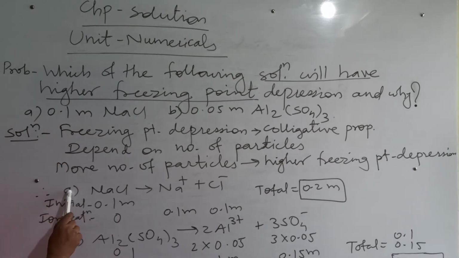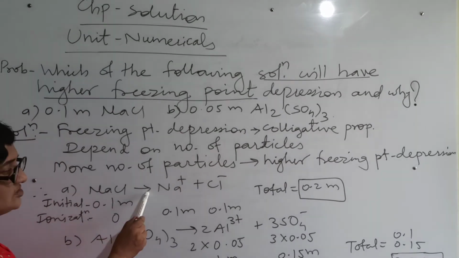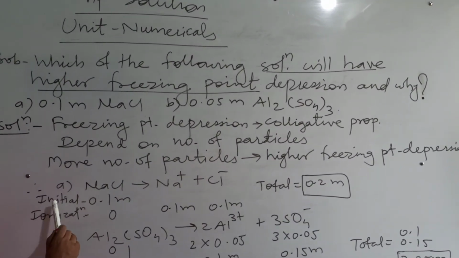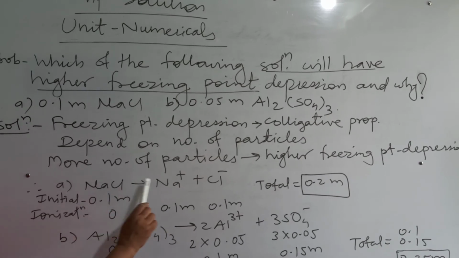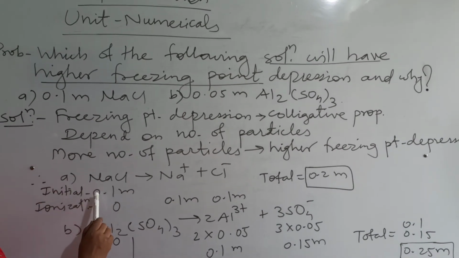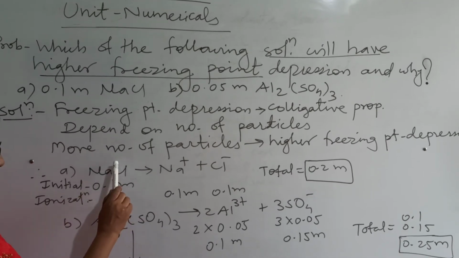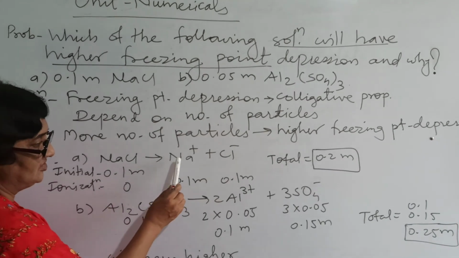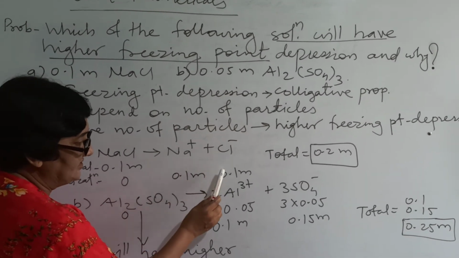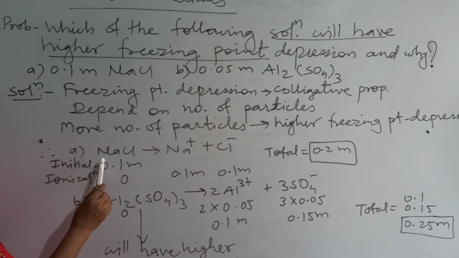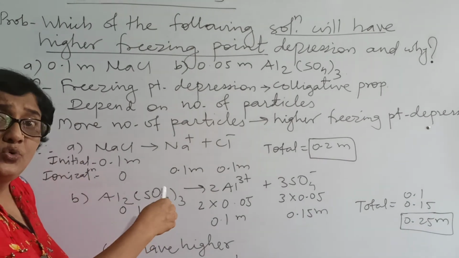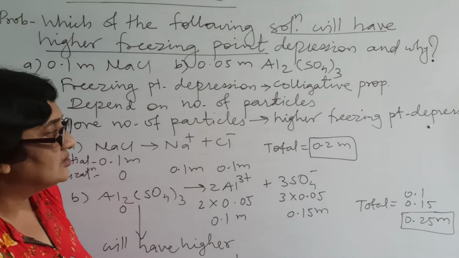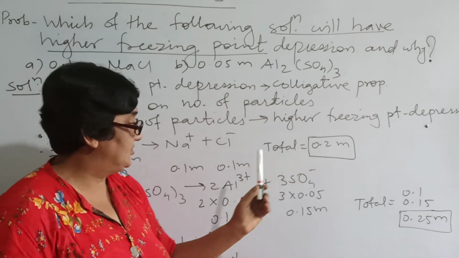First, let us see A, NaCl. Sodium chloride dissociates into sodium ion and chloride ion. Initially the concentration of ions is 0, means no ions are formed. And after some time, from 0.1 molar concentration of NaCl, after ionization the concentration of NaCl will be 0, and the concentration of sodium ion is 0.1 and Cl is 0.1 mole. Means sodium chloride, 1 particle, divides into 2 particles, each having concentration 0.1. So the total concentration will be 0.2 moles.